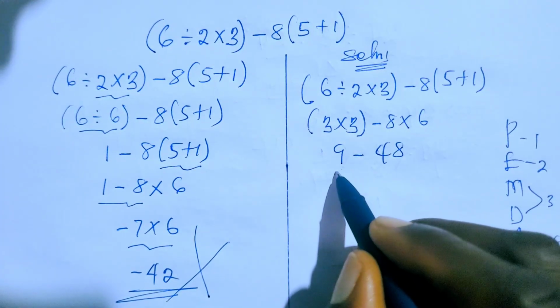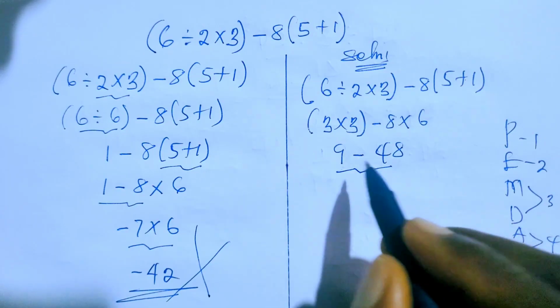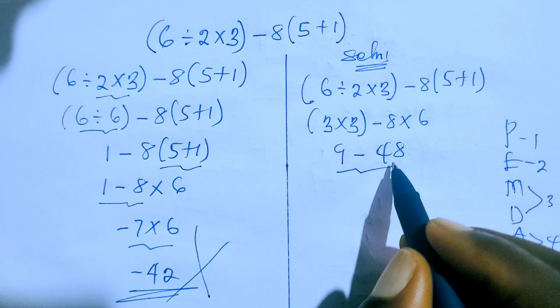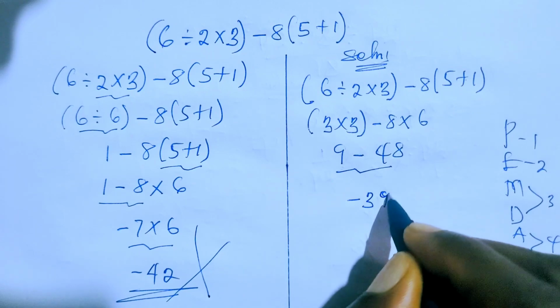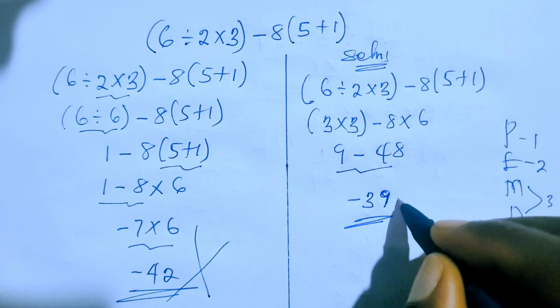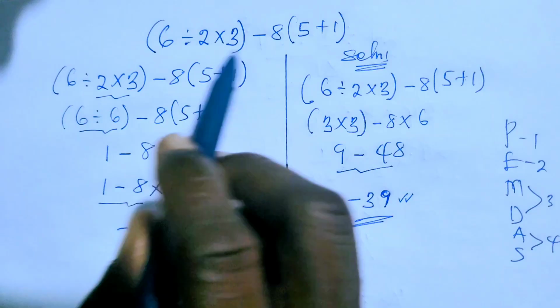Then lastly, we consider subtraction. 9 minus 48 will give us minus 39. And this is the correct answer to this given expression right here.